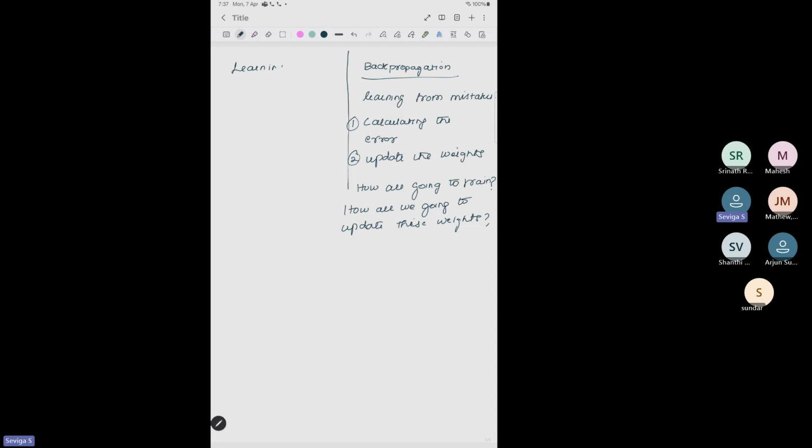So there are two ways of learning broadly. One is a slow way of learning and another one is a fast way of learning. Before going into the actual back propagation algorithm, we will see how to learn slowly and how to learn fast.